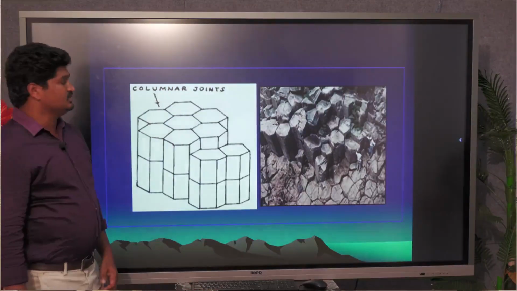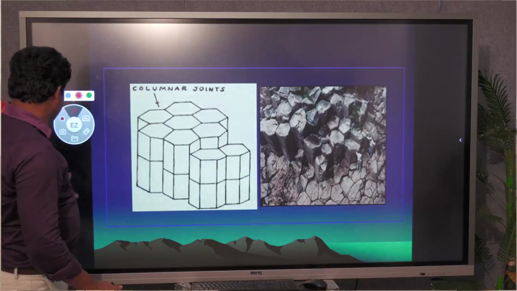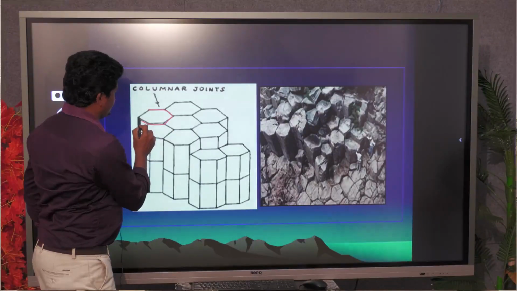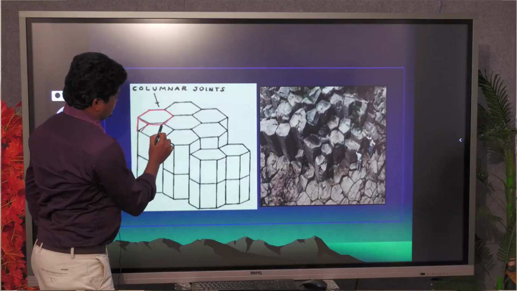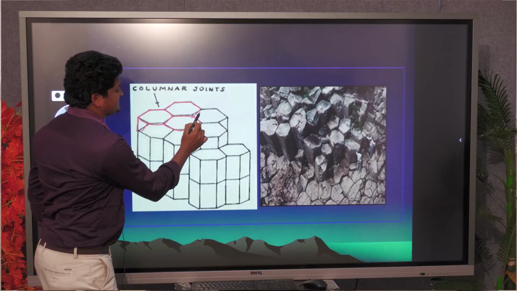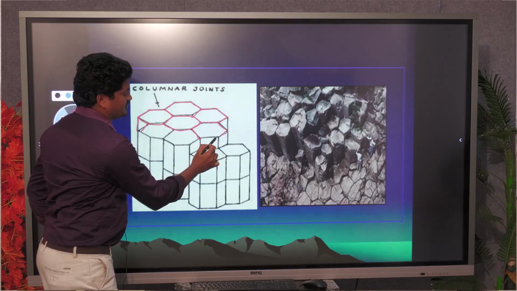So this is the example of columnar joints due to tensional forces. Due to tensional forces, it will be formed in a columnar shape. So this is about the columnar shape. This is an example in the basaltic rocks, the most common example of columnar bodies.